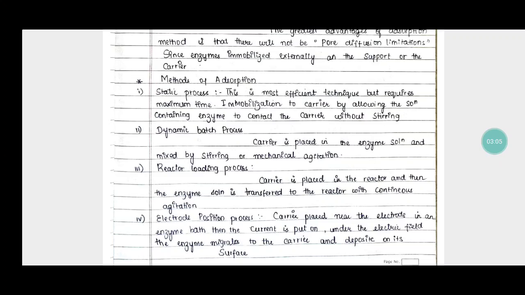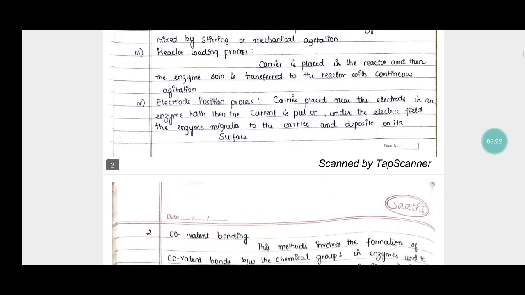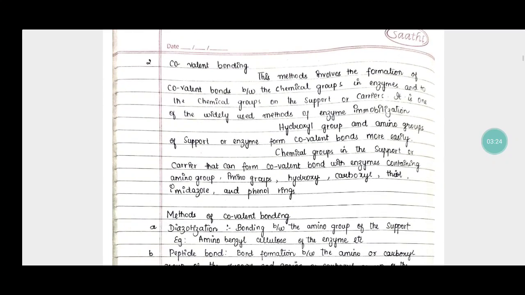And the fourth one, that is the electrode process, where the carrier is placed near the electrode in an enzyme bath, then current is put on, and under the electric field the enzymes migrate to the carrier and deposit on its surface. So number second, that is covalent bonding.